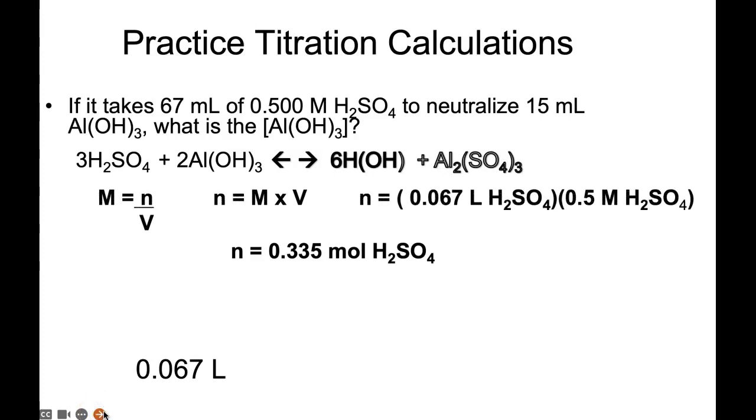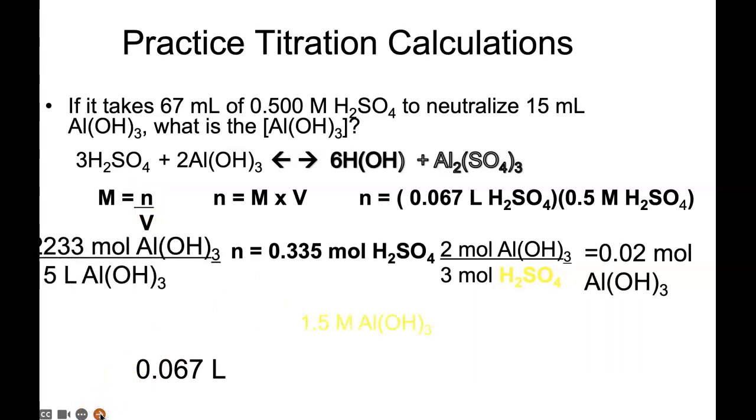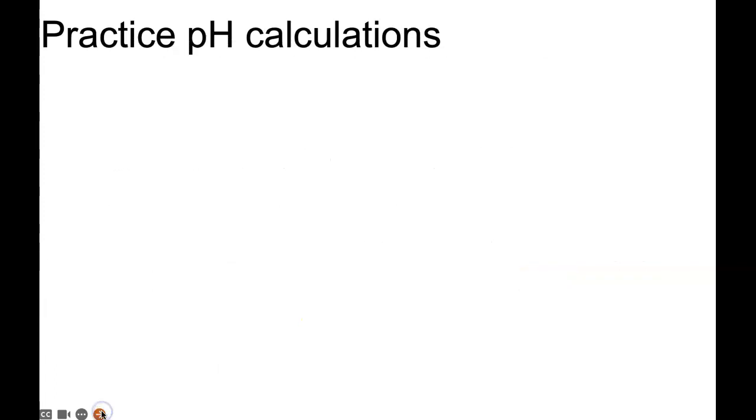Well, first I'm going to use the 67 milliliters and 0.5 molar H2SO4 to figure out exactly how many moles of H2SO4 are present. Then use the mole ratio from the balanced equation, as you can see there. Now once I figure out my moles of aluminum hydroxide, I'm going to divide by my volume to get the molarity. And so that's the molarity of the aluminum hydroxide that I have to use.